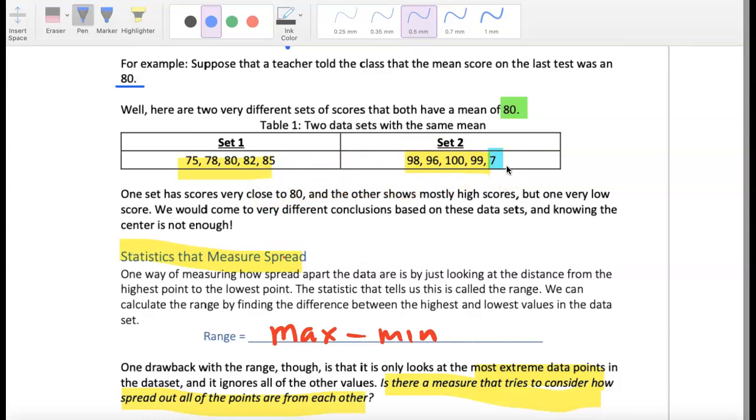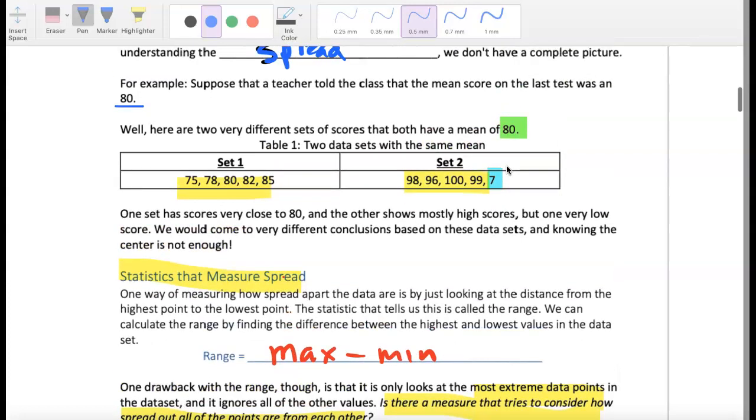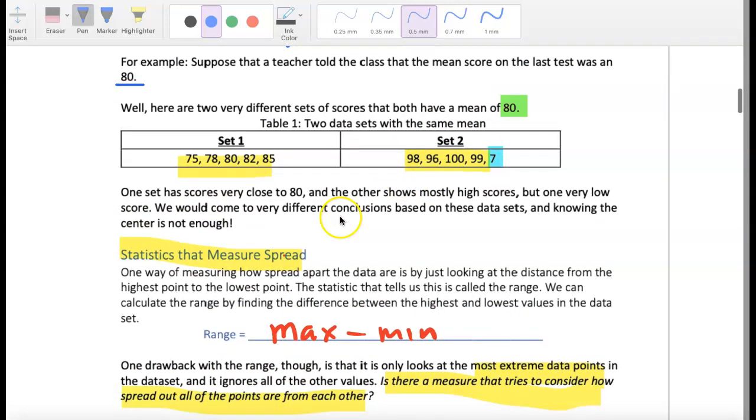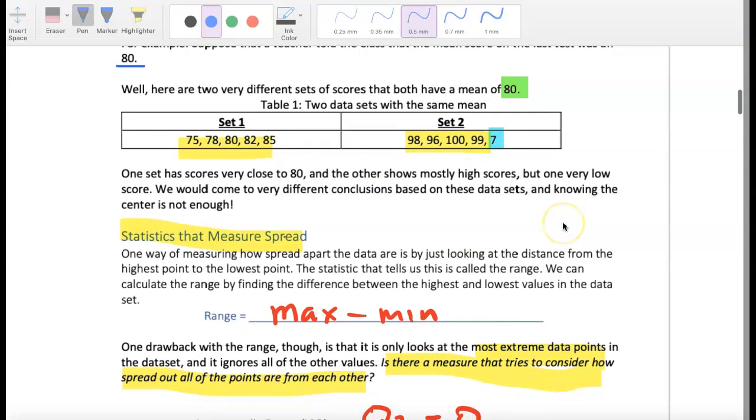So are these two sets the same, even though they have the same mean, 80? Or are they different? Do they tell a different story? So I really need you to pause and really think about that, right? Set 1 and set 2 have the same mean value, but the values in the sets are really different. Some are close together, and then these are definitely close together, and they have one outlier.